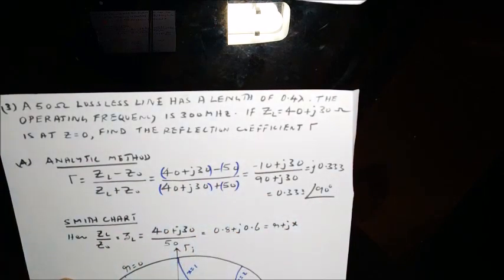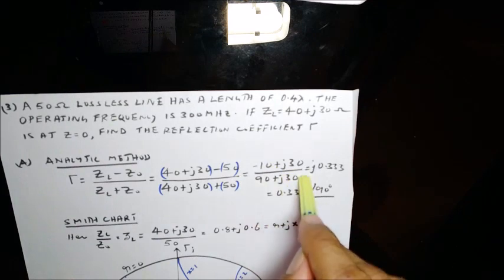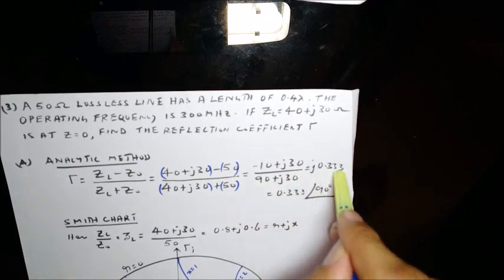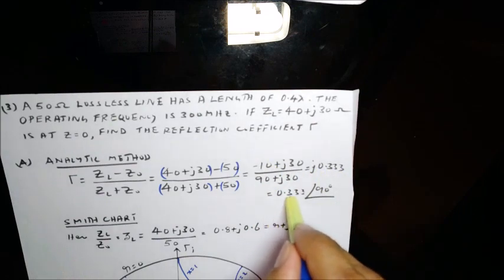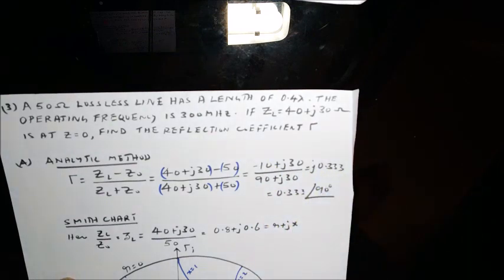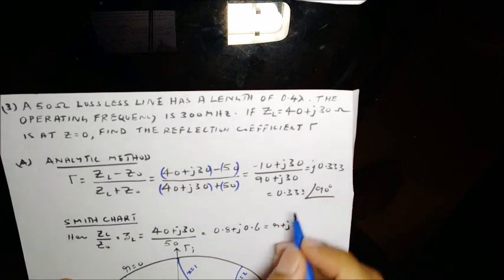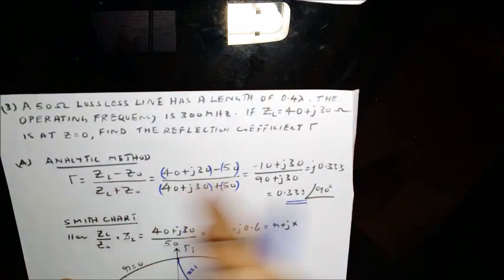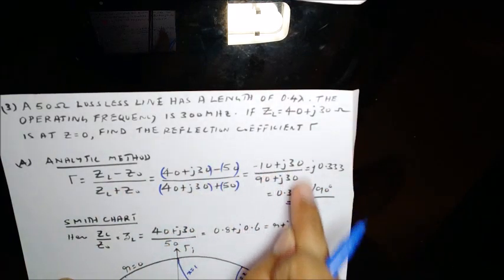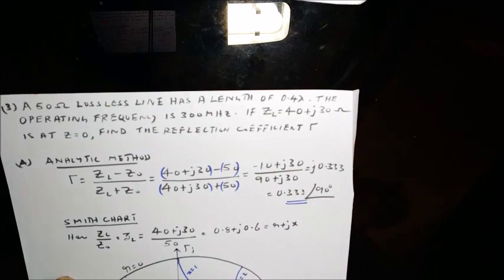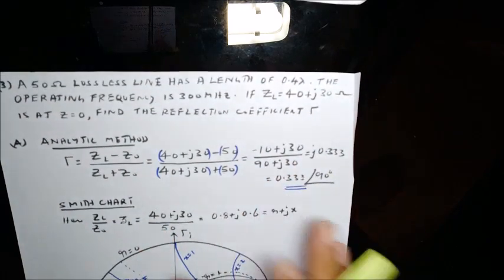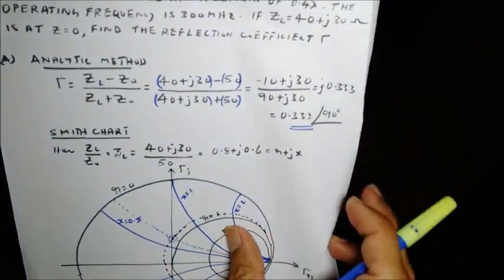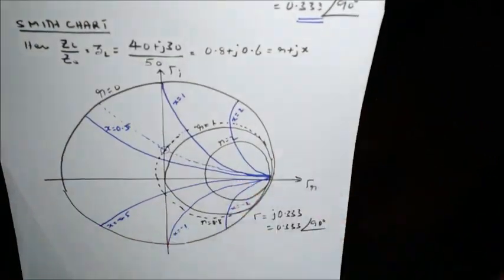So that gives minus 10 plus J30 divided by 90 plus J30, and the answer is J 0.333, which we can also write as 0.333 with an angle of 90 degrees. So that is the analytic method. Though the steps are few, you can see that these calculations can be very cumbersome and laborious. Now, how do we do this using Smith chart? That I will explain here.